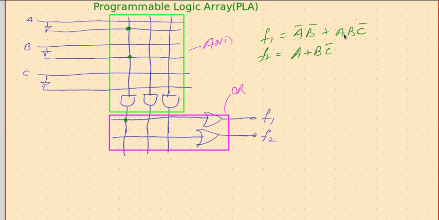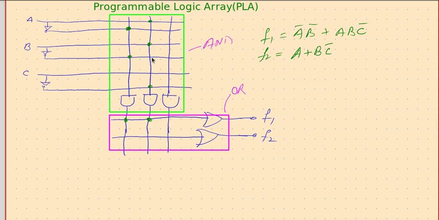So at this point we get A bar B bar. What else is required? We require A, B, C bar. So we need A, we need B, we need C bar. All three are ANDed and we get A and B and C bar. And this one goes to this OR gate, this one goes to this OR gate. So totally F1 is this or this. This is A bar and B bar, and this is A and B and C bar.